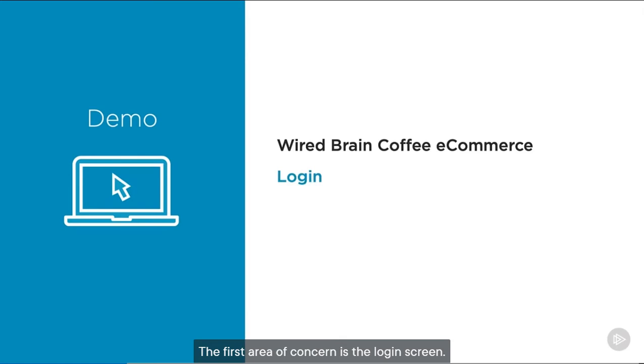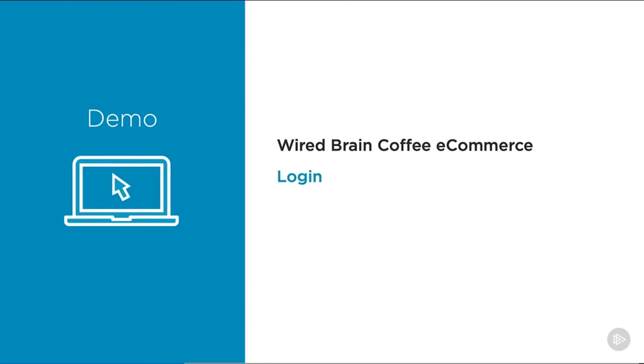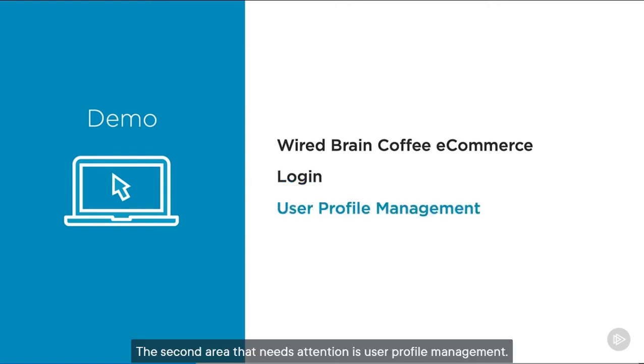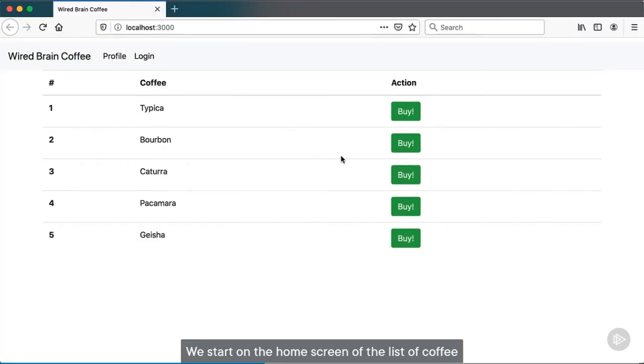The first area of concern is the login screen. It looks simple at a glance, but it has some smarts in how it tracks where the user was coming from before they logged in. We will take a closer look at that functionality. The second area that needs attention is user profile management. The implementation uses several programming idioms that depend heavily on the dynamic nature of JavaScript. We will inspect the code of both of those features throughout the course.